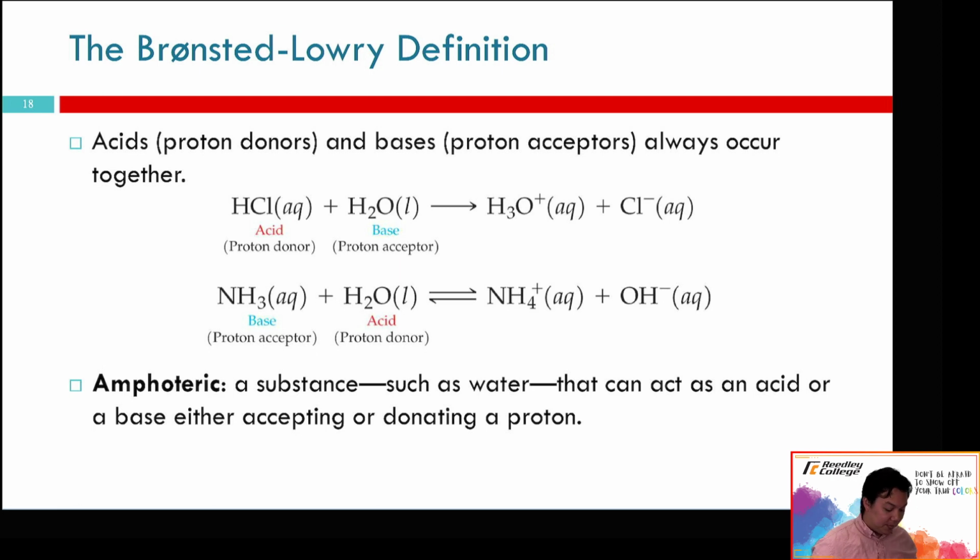So acids and bases, proton donors and proton acceptors, always occur together. You have to have both, because the proton has to go somewhere; the acid has to donate it to something. So this is where we see this new fancy word called amphoteric. An amphoteric substance, such as water, can act as an acid or a base, so it can accept a proton or it can donate a proton.